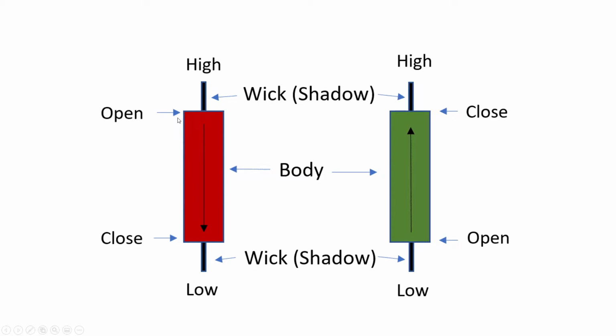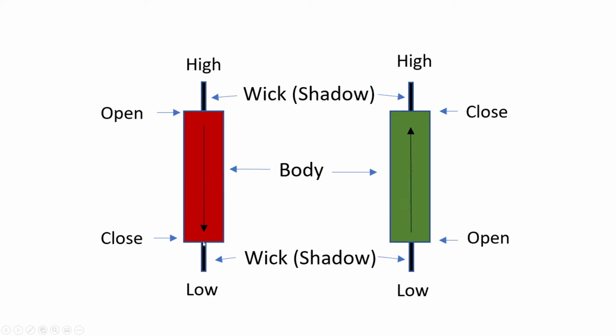But for the candle, the open represents the beginning of that time period. This at the bottom here represents the close of that time period. So let's use an example. Let's say this is a 1 minute candle. When the minute started, it opened right here. So let's say 9:30. At 9:30, it opened right here.